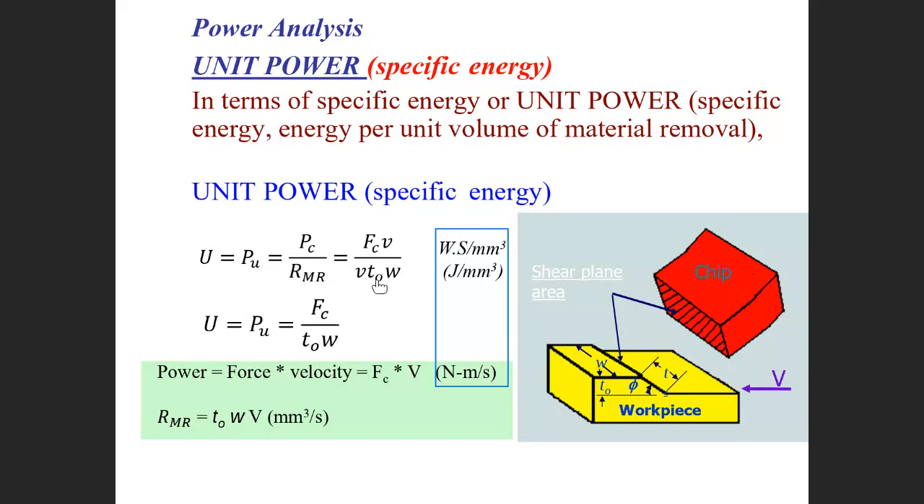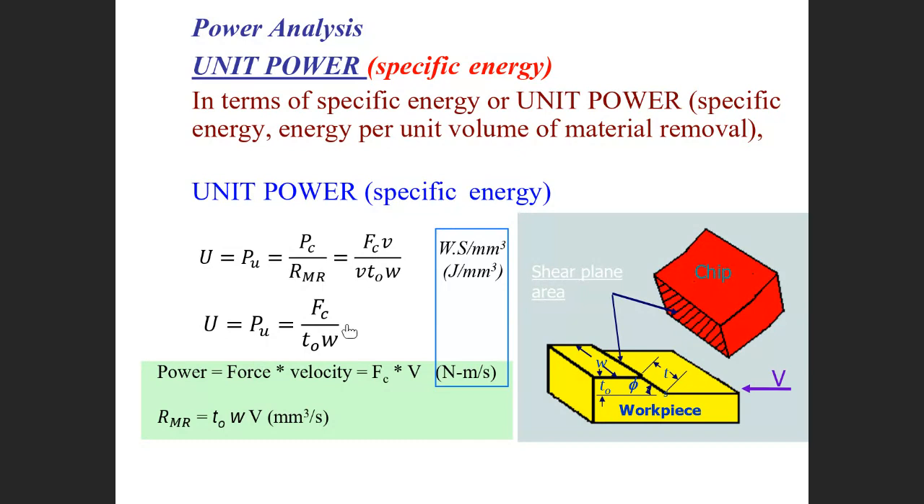When you do this, you get the unit power. Unit power means power per unit material removal rate, or per 1 cubic millimeter per second of volume removed. So this is the power required to cut 1 cubic millimeter per second material removal rate.